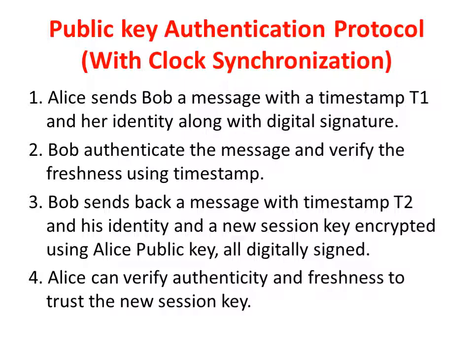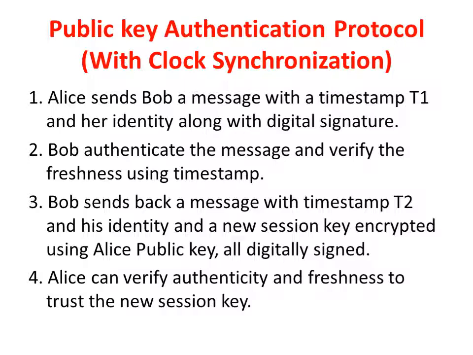First of all, the first step in this is that the sender Alice has to send a message to Bob with a timestamp T1 and also has to send her identity along with the digital signature. The very purpose of the digital signature is to provide authentication because it belongs to Alice. Similarly, on the other end, Bob authenticates this message and verifies the freshness of this message through the timestamp T1.